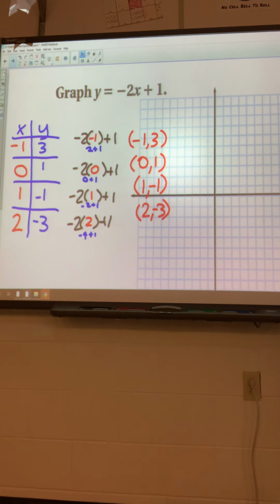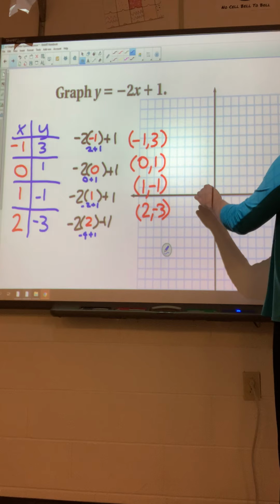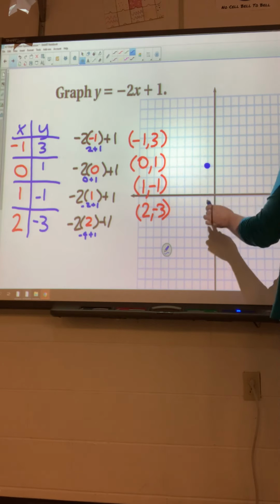Graph your points. If you want to check on Desmos to see if your line looks like theirs, that's not a bad idea. You just type in y equals negative 2x plus 1. I'm going to graph mine, and then you can check yours once you have yours.